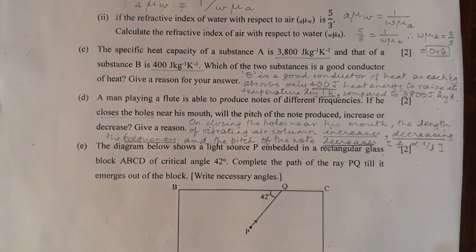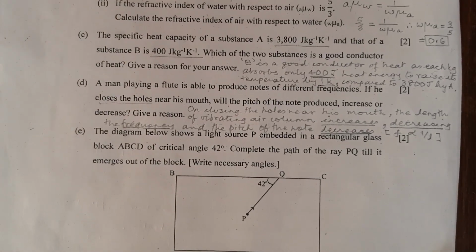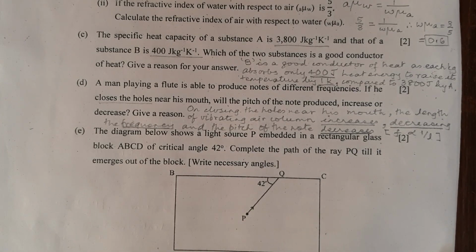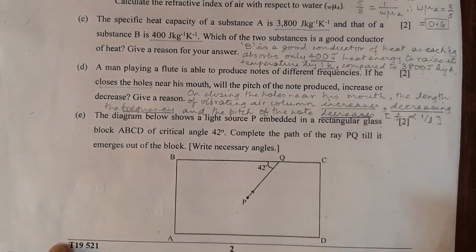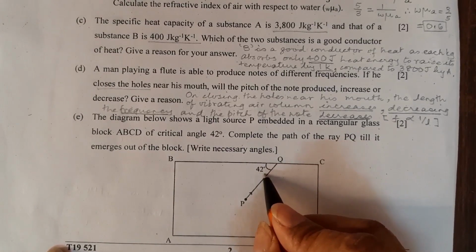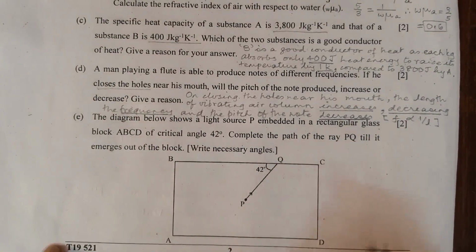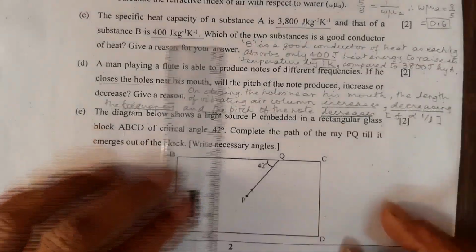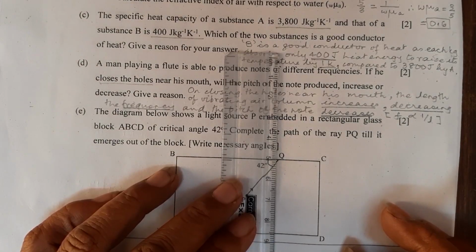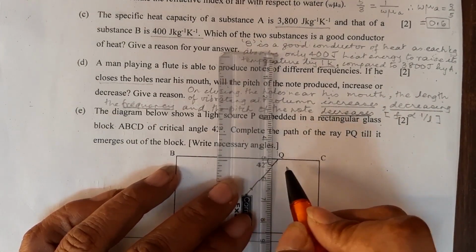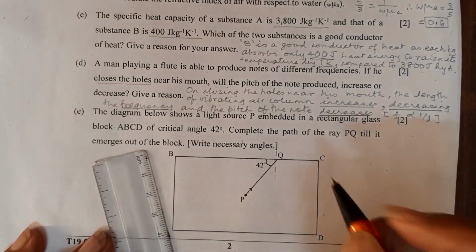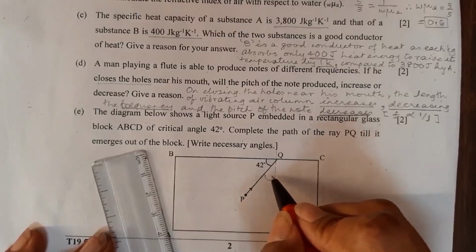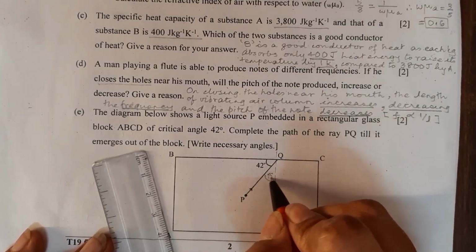Let us come to E of question 2. The diagram shows a light source P embedded in a rectangular glass block ABCD of critical angle 42 degrees. Complete the path of the ray PQ till it emerges from the block. So you will see that this is 42 degrees. So now we have to draw the normal at Q in order to understand the path of the light. So we shall draw the normal like so. So now this one is your angle of incidence. This will be 90 degrees minus 42, that will be 48 degrees.